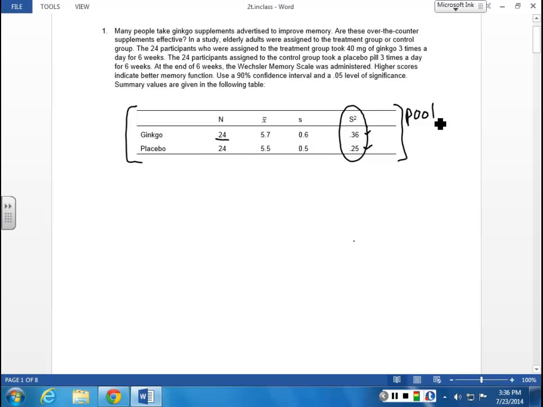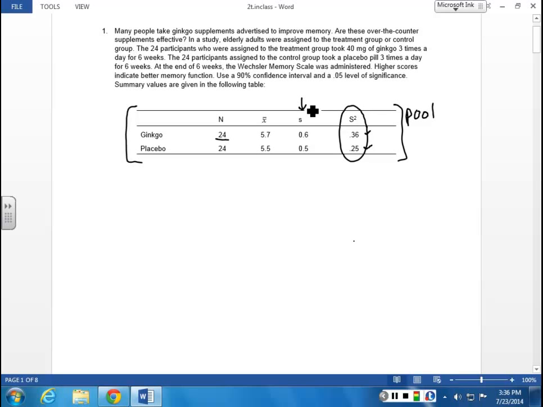While I'm right here, let me also make a point, and that is that when we do this problem on our calculator, it's going to have a place to put in standard deviations, not variances. So on your calculator, make sure you enter standard deviations, but when you're making the decision as to whether to pool or not, make sure you look at the variances.